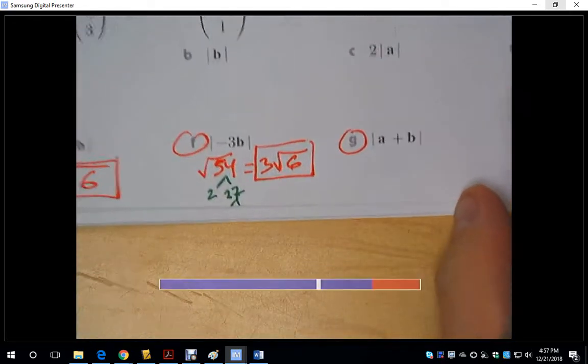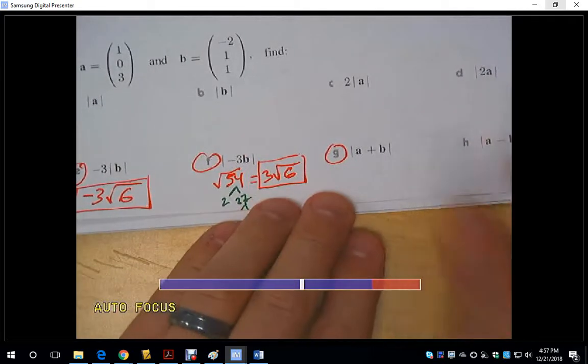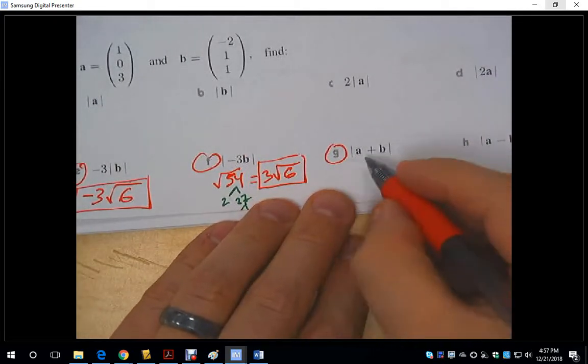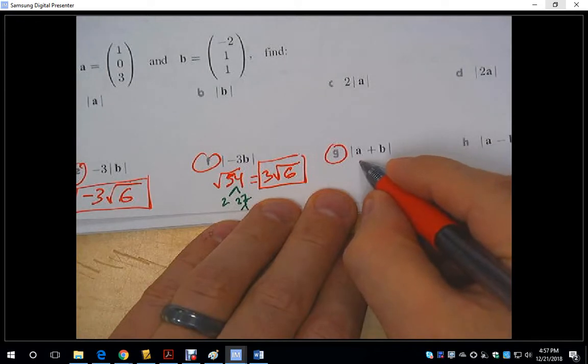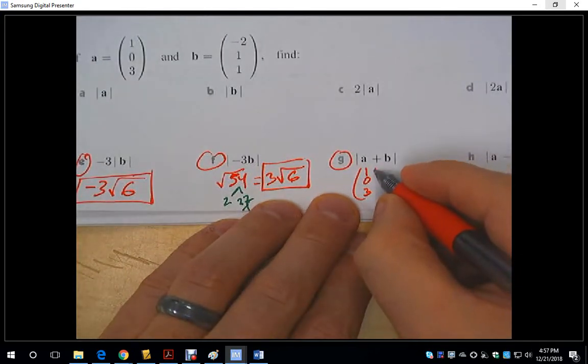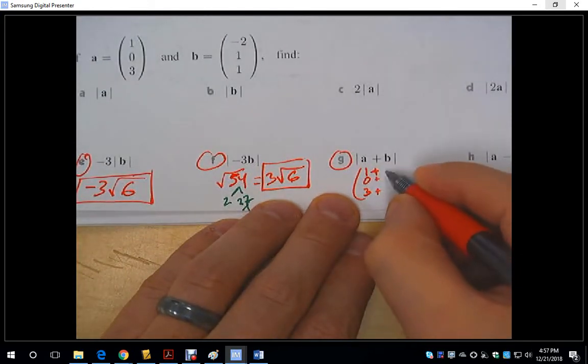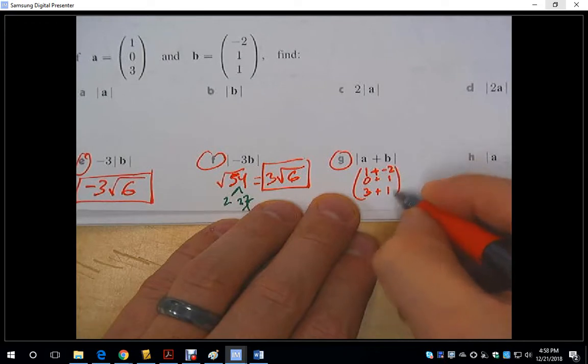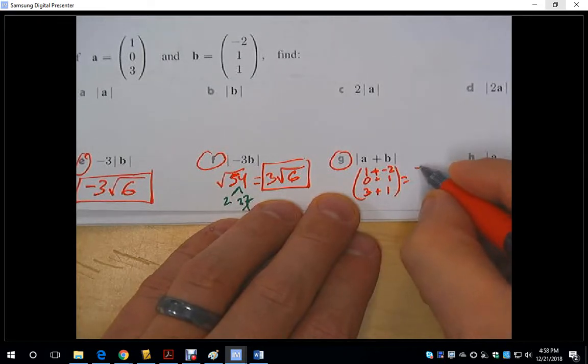All right, let's look at G. I have the magnitude of a plus b. A is 1, 0, 3, and I'm going to add it to b, which is negative 2, 1, 1, to get negative 2, 1, 3 plus 1 is 4.